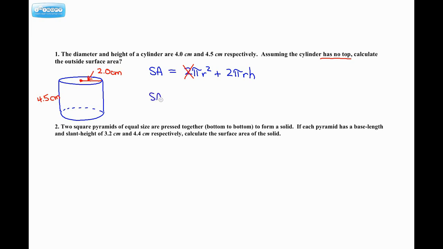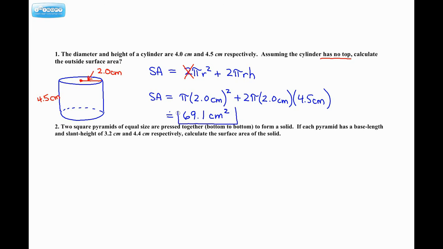So the surface area I want to calculate is pi times the radius, which is 2.0 centimeters, all squared, plus 2 pi times the radius again, so 2.0 centimeters, times the height, which is 4.5 centimeters. Okay, so I'm going to use my pi button again on my calculator, so I know I'm going to get an approximation. So pi times 2 squared plus 2 times pi times 2 times 4.5, and I get approximately 69.1. And again, this is an area, so my units, can't forget them, centimeters squared. Okay, so just be careful that you include the right components within the formula.